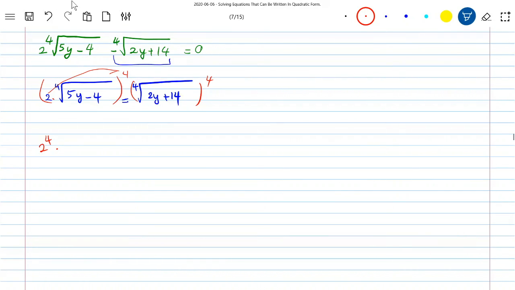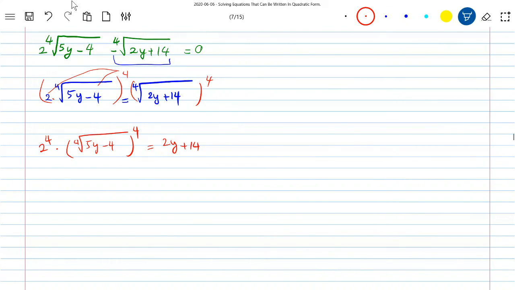This guy to the power 4, as well as the 4th root of 5y minus 4 to the power 4. You could do that since it's multiplication. If it was addition, you couldn't do that. But since it's multiplication, it is possible. And on the right hand side, simply the 4th root and the power 4 will cancel out. So you have 2y plus 14.